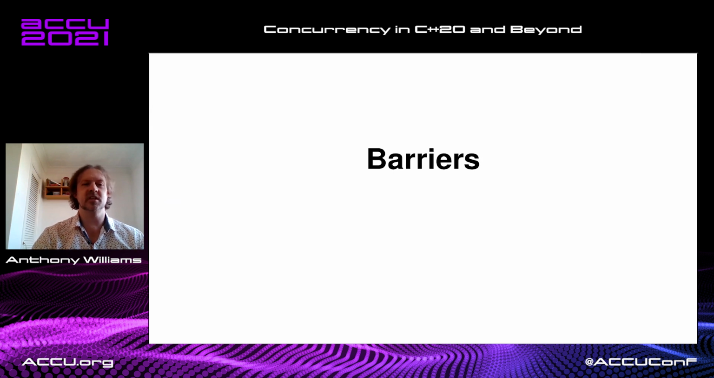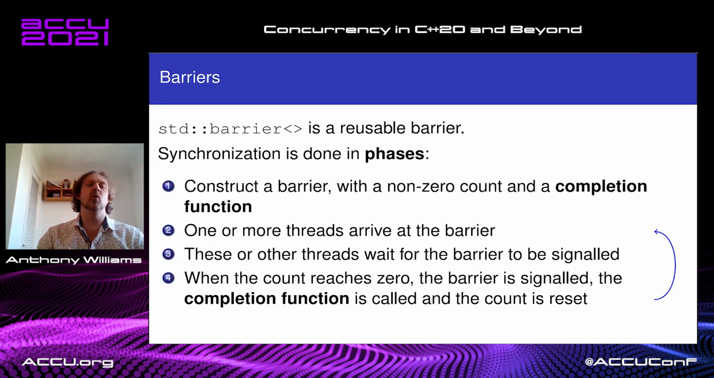So our next synchronization thing is barriers. Now, barriers are reusable, whereas a latch, once it is signaled, it stays signaled. A barrier resets. So we have this idea of phases. We construct our barrier with a non-zero count, and we specify a completion function to run, which I'll talk about in a minute. So then, as threads arrive at the barrier, the count goes down until it hits 0. The threads wait for the barrier to be signaled because the count has hit 0. When the count hits 0, the barrier is signaled. Our completion function is called, and then the count is reset after all the threads have been woken.